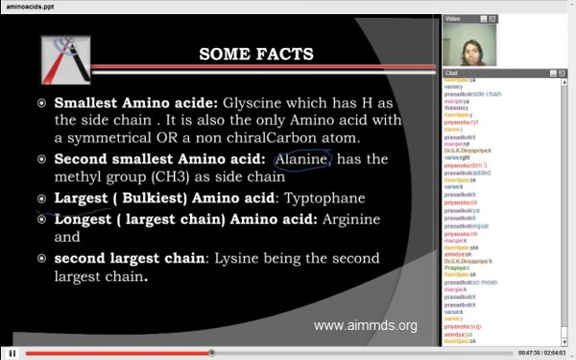The largest amino acid, here we are talking about the bulkiest one, is tryptophan. Okay, and the longest, the largest chain, be very careful when you talk about the terms. Do you notice the largest amino acid and the largest chain amino acid? They are different things. Now how do I explain it?